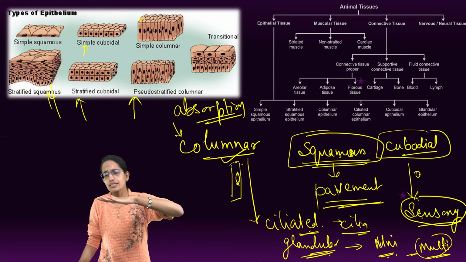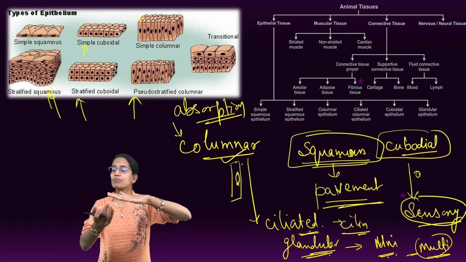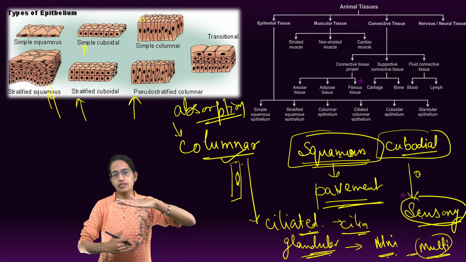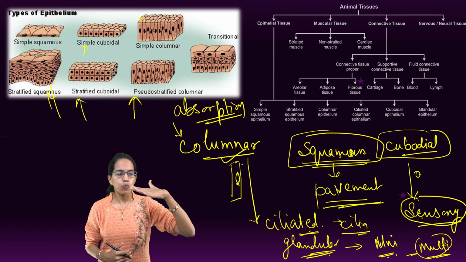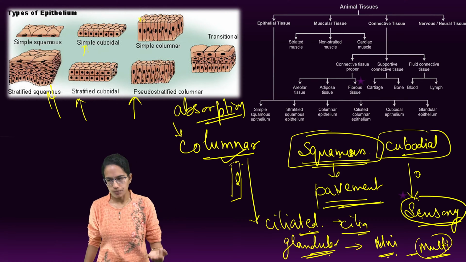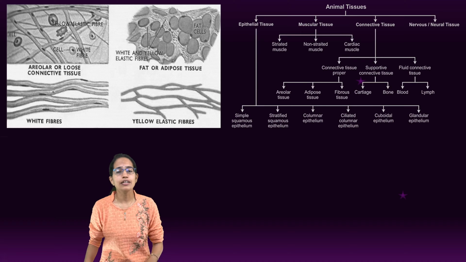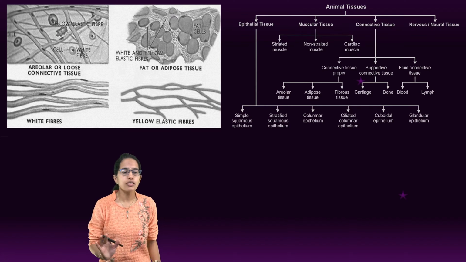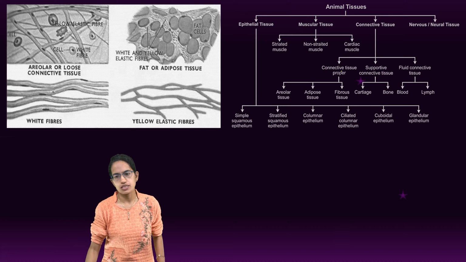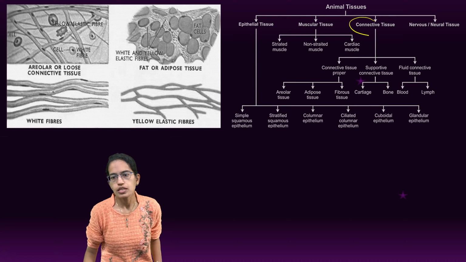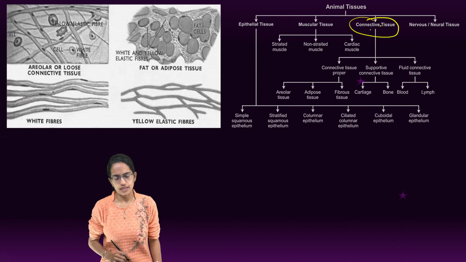The idea is it remains tough and it protects the inner layers of epithelium, and that's the major reason why stratified ones are important, to avoid any kind of mechanical injury. So this was the first classification. Coming on to the next classification, connective tissues. Now connective tissue is an interesting classification.